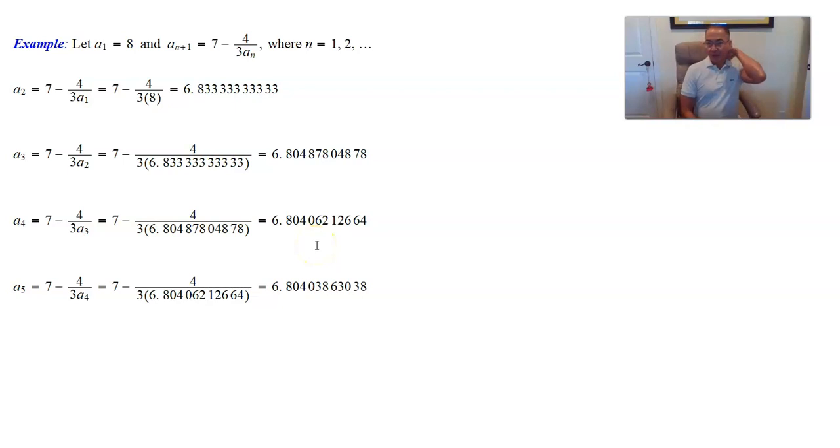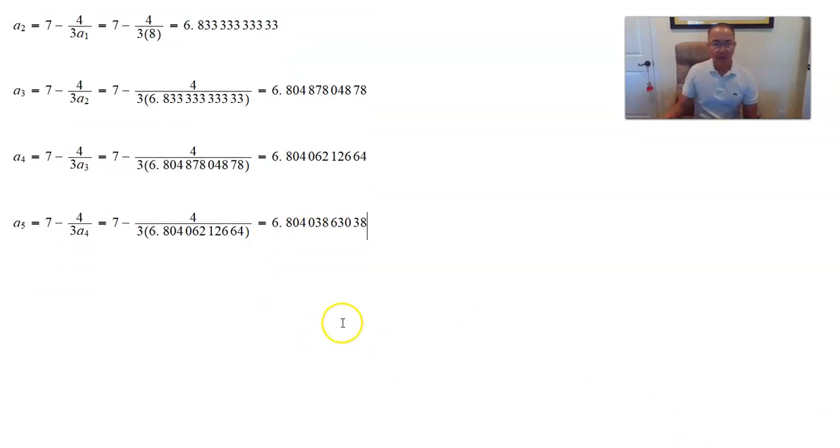And now we have to do two things. We have to show that the sequence is monotonic, increasing or decreasing, and also bounded. So we saw in GeoGebra that it looks like we are approaching a limit of 6.8 something. Will we actually go below 6.8? I don't know.